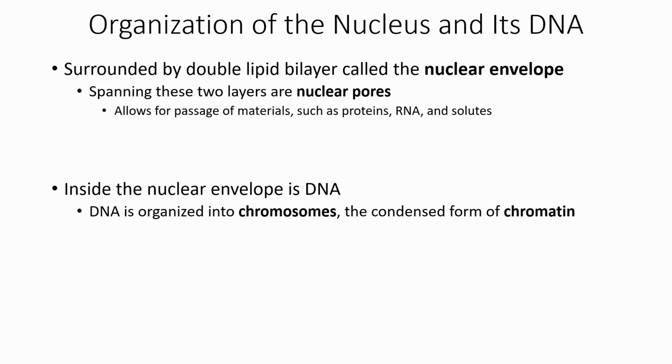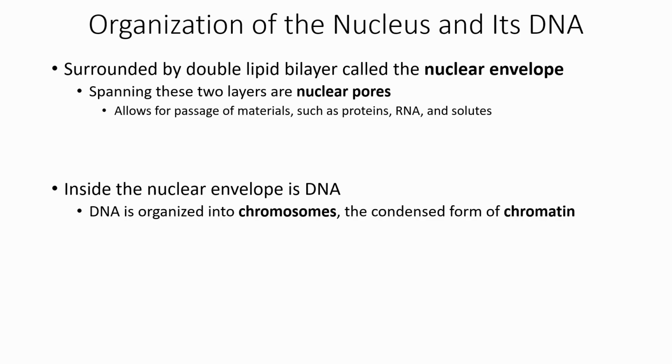Now the nucleus has its own membrane. It's again another double layer, a double membrane. This is called the nuclear envelope, so it has a specific name. And going through these membranes, we have these little openings, these little holes that we call nuclear pores. If you think about it, we don't want the entire DNA molecules leaving the nucleus, but we do need to be able to move especially large things in and out of the nucleus. Things like proteins, RNA, solutes need to be able to pass through this membrane, and so nuclear pores provide those openings.